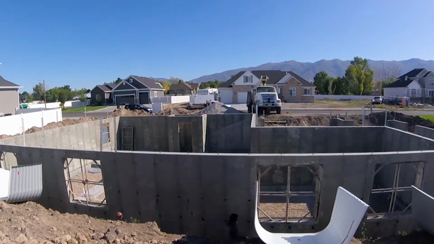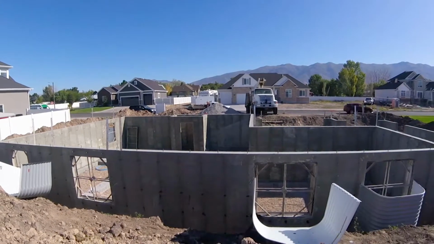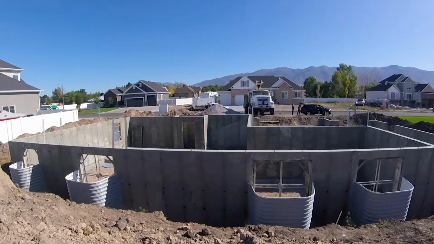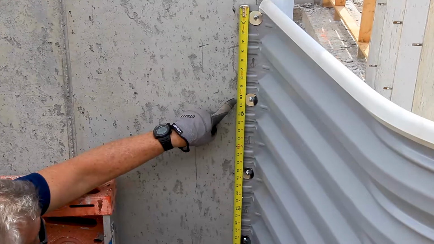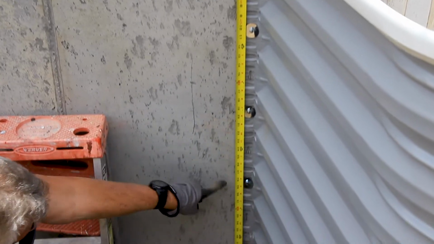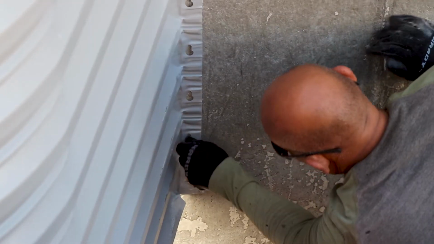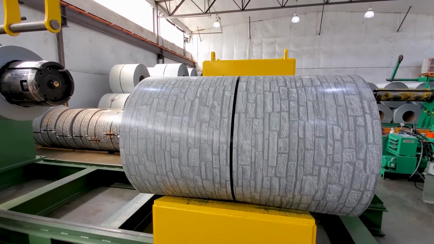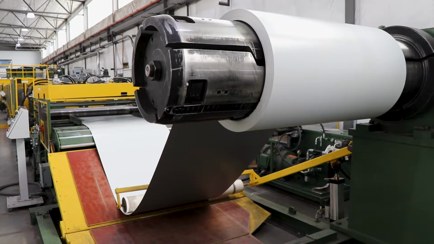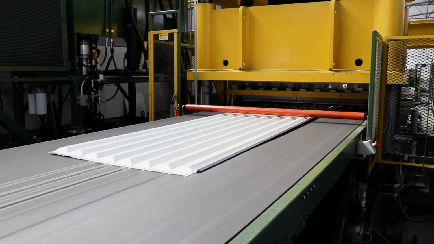An important note, these numbers apply to testing the area well during installation and prior to backfill. Repeat the process. We recommend placing the attachment bolts no more than 10 inches apart. Continue until the area well is secured to the wall. The galvanization on our area wells is sufficient to protect the area well for many years, provided that it's not part of a corrosion cell.